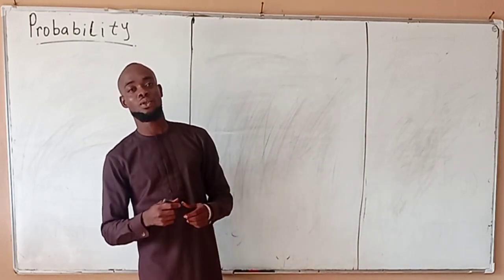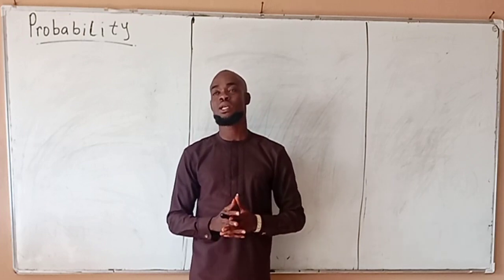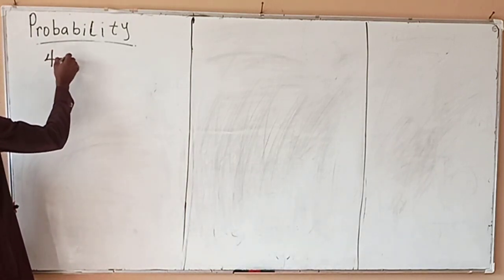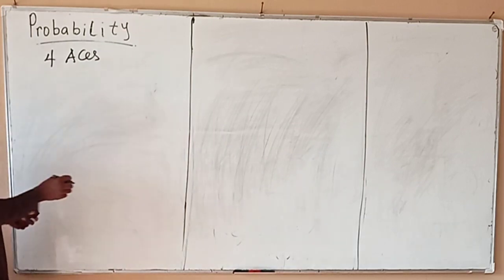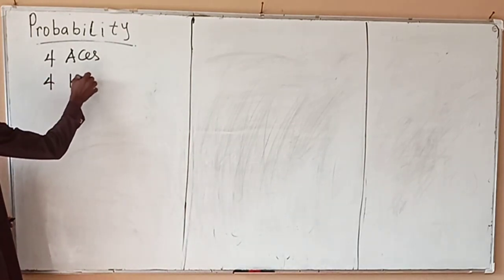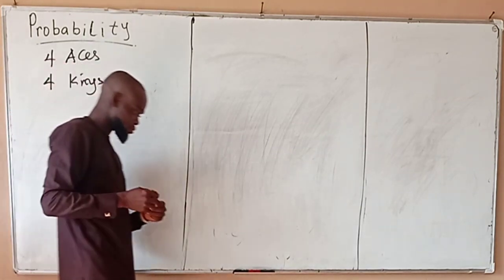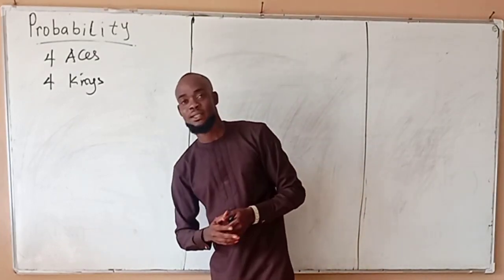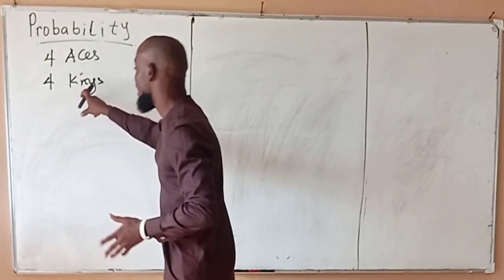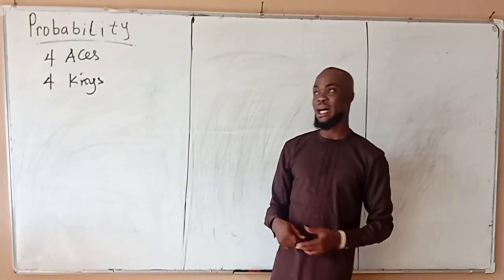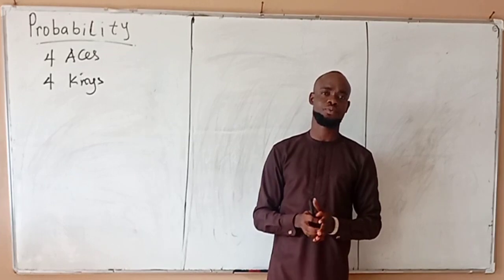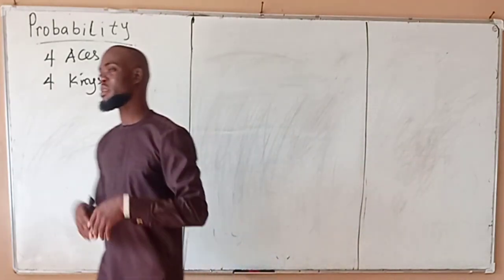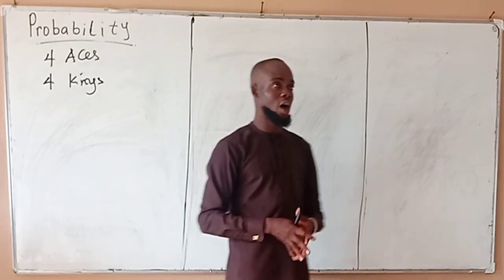A deck contains 52 cards, of which 4 are aces and 4 are kings. If a card is drawn at random, what is the probability that it is either an ace or a king?